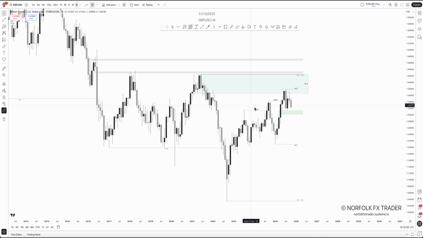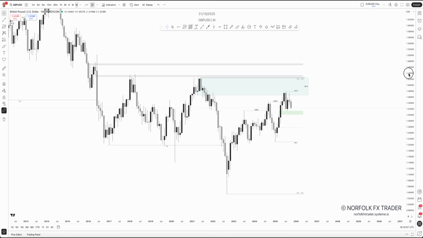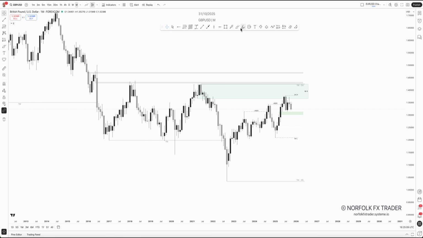So we're starting on a monthly time frame. And already what you can identify is where we have the current trend in the market. So we have the last break of structure here to the downside. We created this low in the market from this current high.